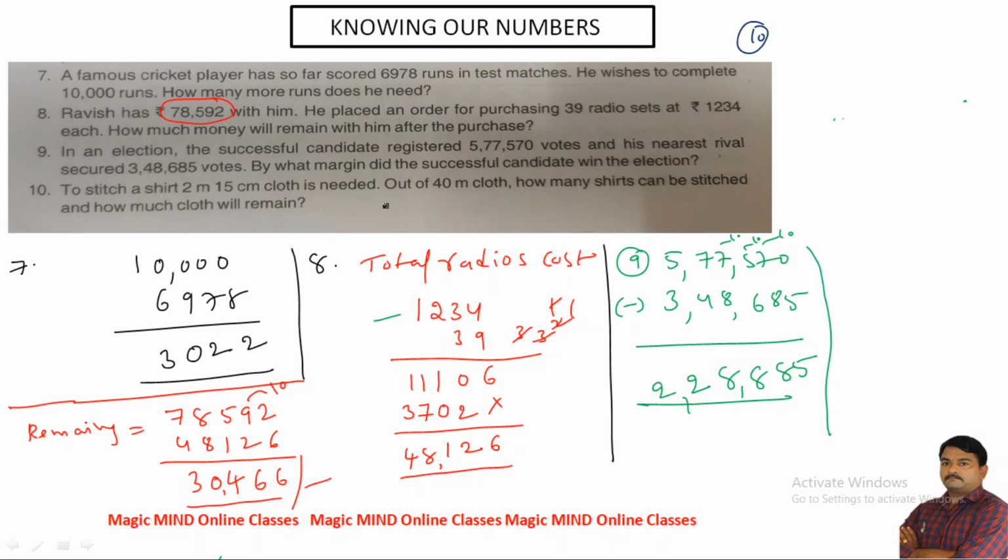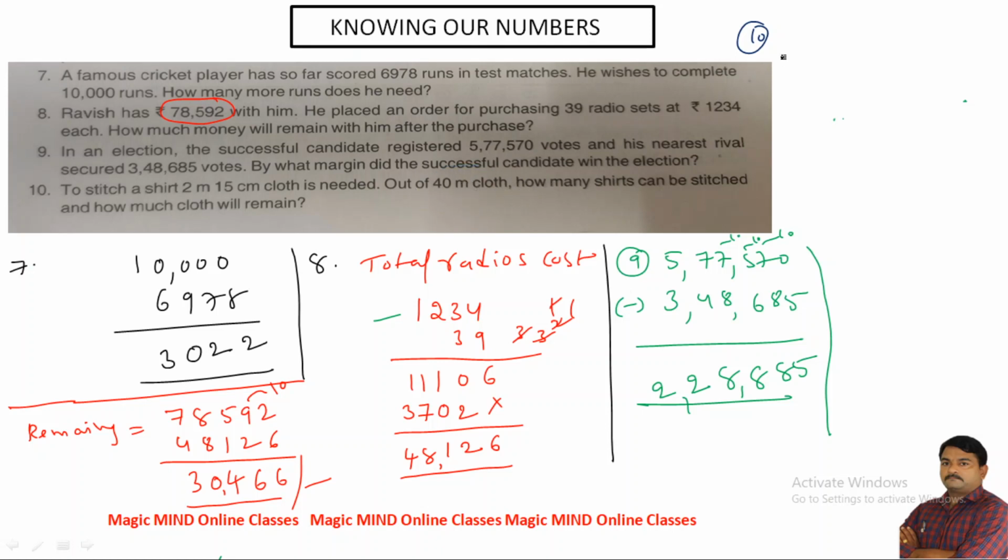Very simple. Here the units are different. Here we have some in terms of meters, and here in terms of meters and centimeters. All we are going to convert into a single unit. I repeat, to stitch a shirt, 2 meters 15 centimeters, out of 40 meters.